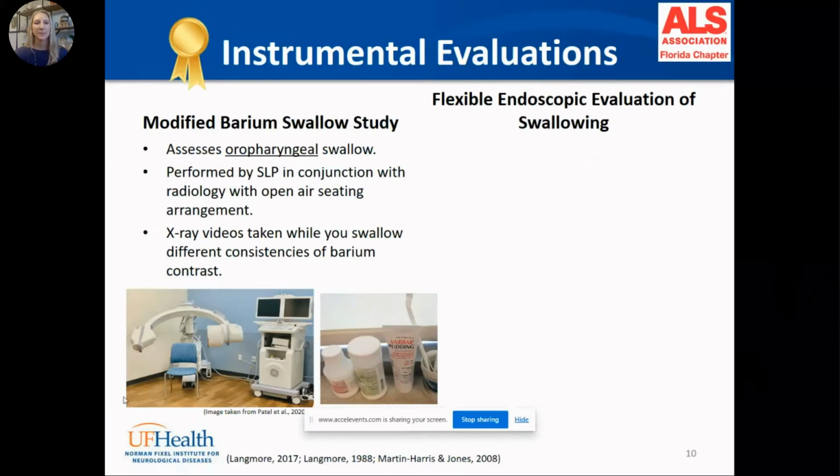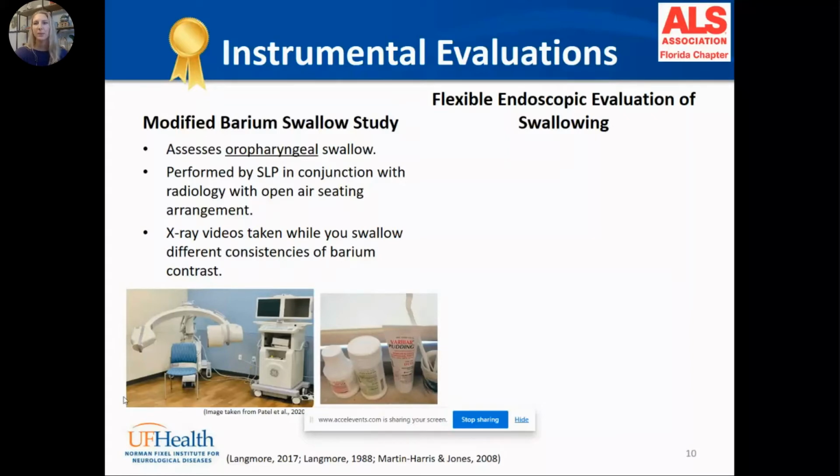You can see on the bottom left image, this is our setup at UF Health Excel. So we have a mobile C-arm unit, and you sit in the middle, and we take those X-ray videos while you swallow different consistencies of barium. You can see on the right picture there are just some examples of the Varibar barium products that we use. I always tell patients they're a little chalky, but they're definitely tolerable. We just need that contrast so we can see it on X-ray, and it's important that we follow the consistency so that we can really see the broad spectrum of things that you may eat or drink during the day.